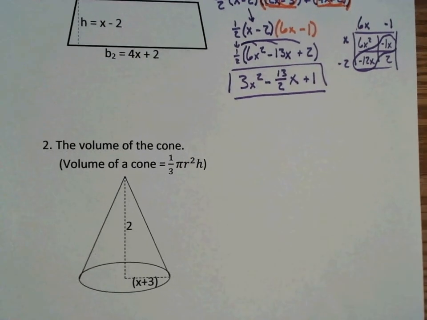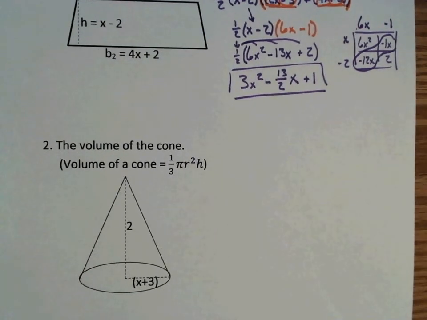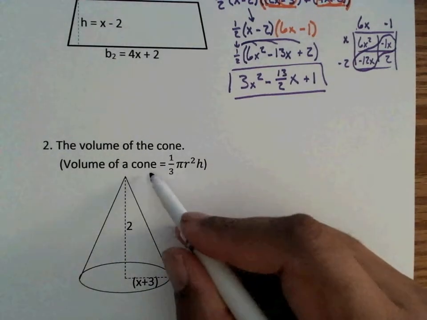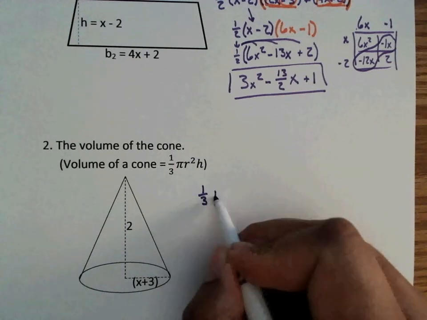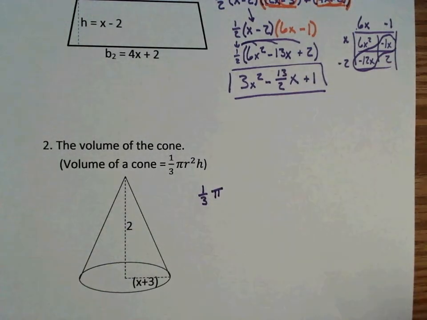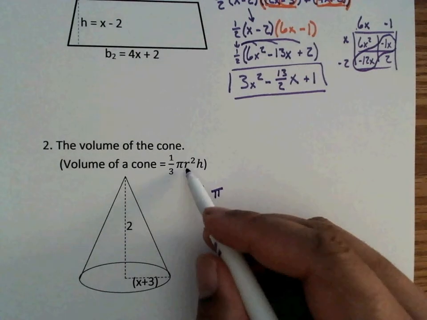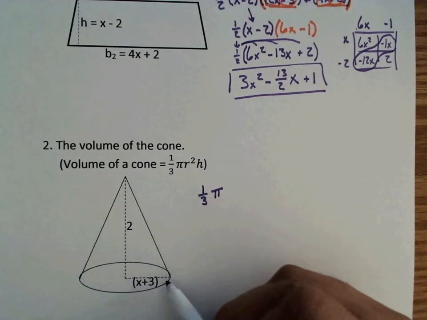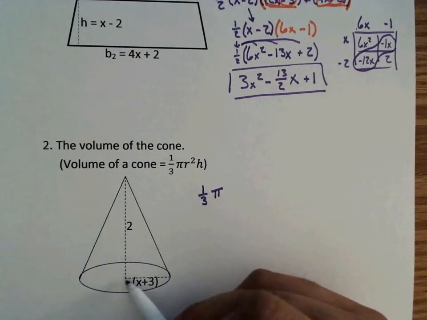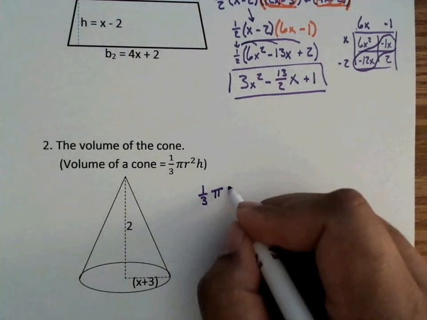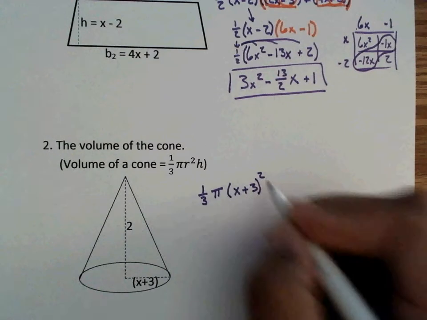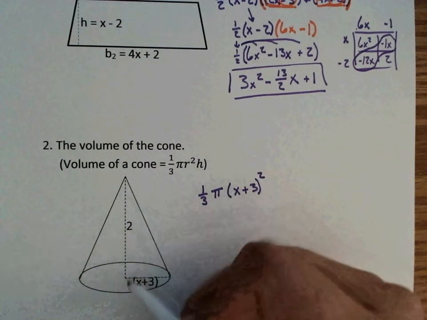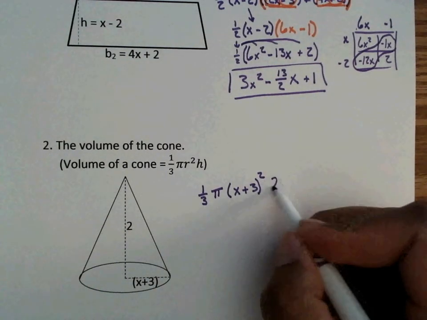we have a cone. And they tell us to find the volume of the cone. So in order to find the volume of the cone, we use the volume of cone formula, which is 1/3 pi. And then we have our radius, which is right here, right? It's dotted from the center of the circle to the edge of the circle. So I'm going to put that in parentheses. So we have x plus 3 squared. And then we have our height, which is 2.